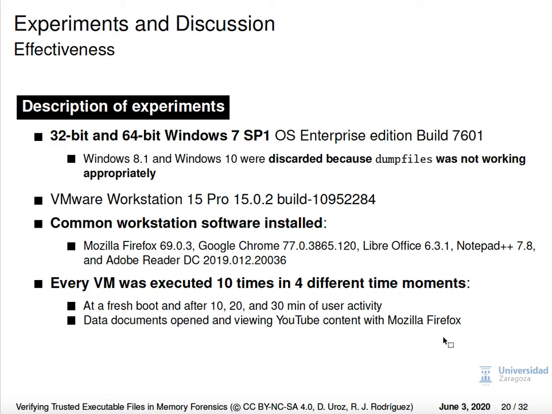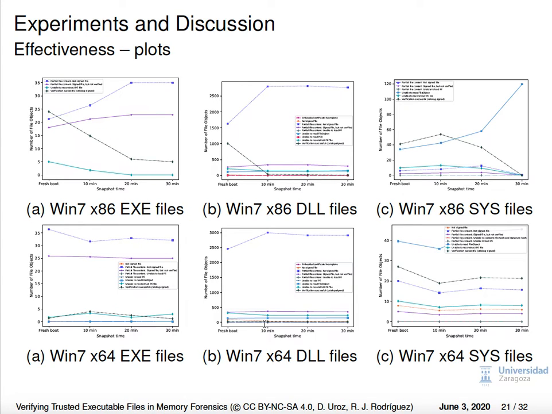So we have performed two kinds of experiments. The first one is to check the effectiveness of our tool. So we have deployed Windows 7 SP1 in a virtual machine in both 32 and 64-bit architectures, and we have also installed some common workstation software. We have executed every virtual machine 10 times and captured the memory in 4 different time moments: at first boot and after 10, 20, and 30 minutes of user activity. As user activity, we have considered opening documents and some watching on YouTube. So these are the plots of the results.